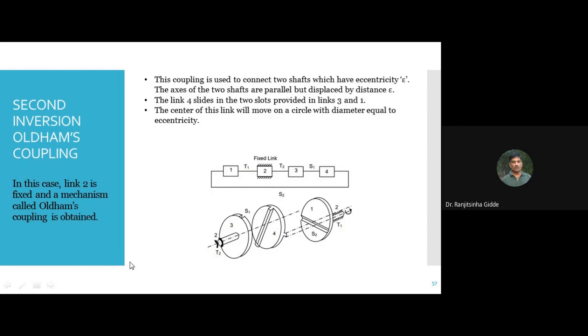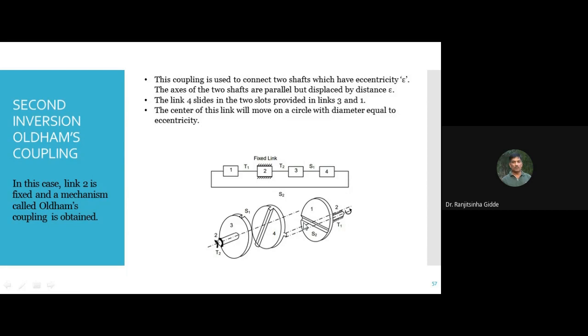So here the ultimate aim is to provide rotation from one shaft to another shaft. Here you can see the figure. Instead of going through this write-up, first you should know what eccentricity is. So this is one shaft and this is the axis of rotation of this shaft. This is another shaft and this is the axis of rotation of that shaft. So this distance is nothing but the eccentricity.